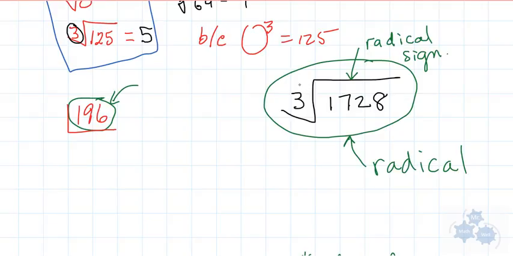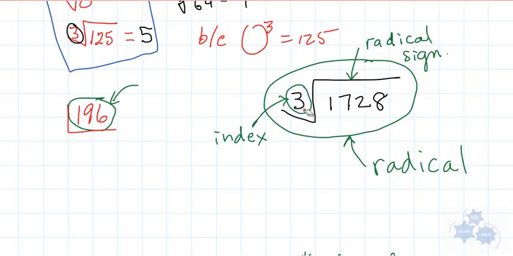All right, this number right here is the index. The index of the root. Okay, so that's the index. And consequently, if there is no number shown there, what is the index? What's the value of the index if there's no number shown there? 2, yes. Square root. Okay, very good.